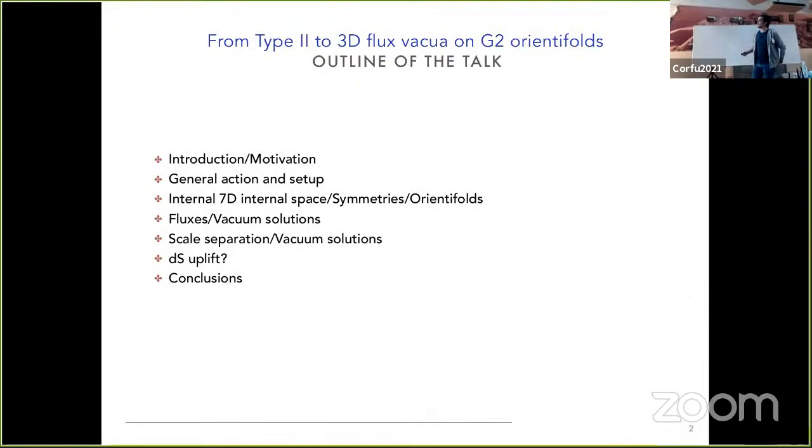So let me outline the talk. I will start with a very short introduction and motivation, and then we'll see the general action and setup. We'll talk about the internal space, the seven-dimensional space, since we're looking for three-dimensional flux vacua, the symmetries, the orbifolds, the allowed fluxes, and then in case of AdS, we will search for indications for scale separation, and then we will see if we are able to perform a de Sitter uplift.